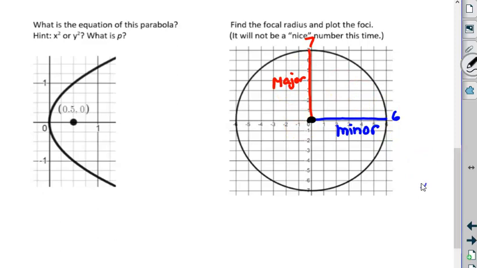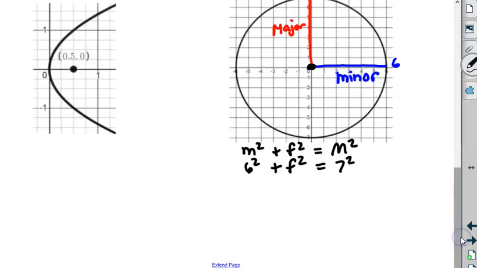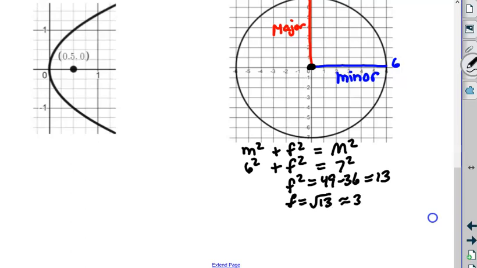So remember that minor squared plus focal radius squared equals major squared. So the minor squared in this case would be 6 squared plus f squared, what I'm trying to find out, equals 7 squared, which is 49. So if I solve for f, f squared would be 7 squared minus 6 squared, 49 minus 36, which is 13. So f is the square root of 13, which is about 3.6.